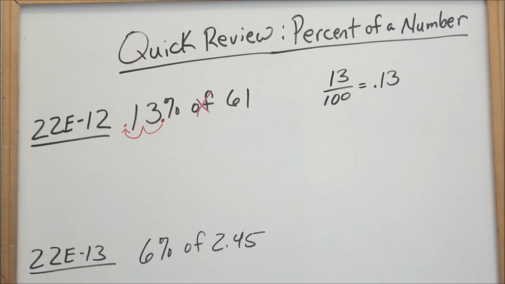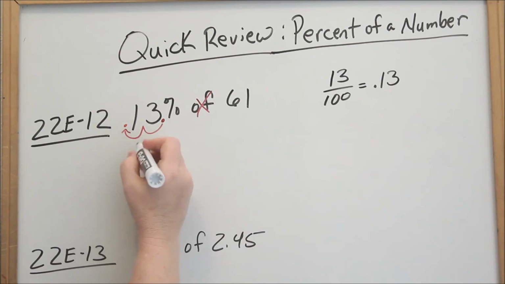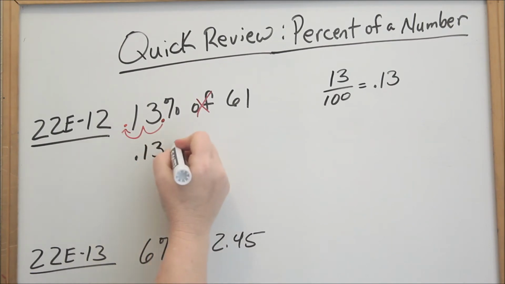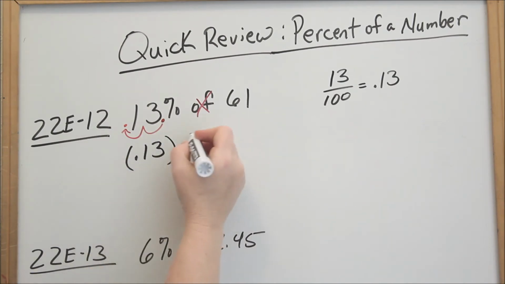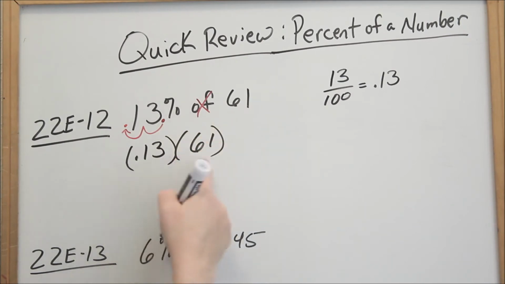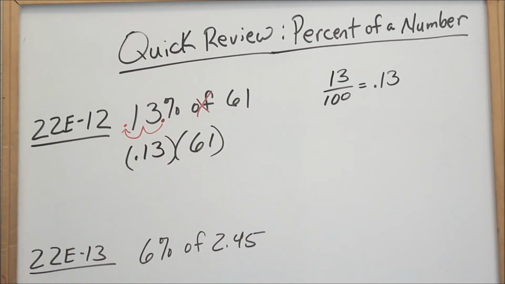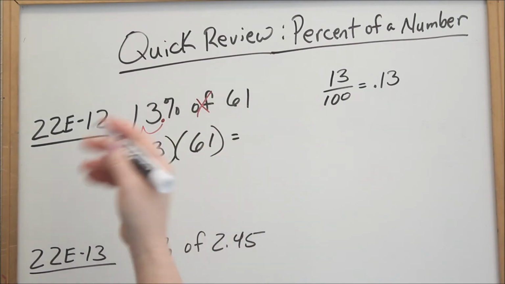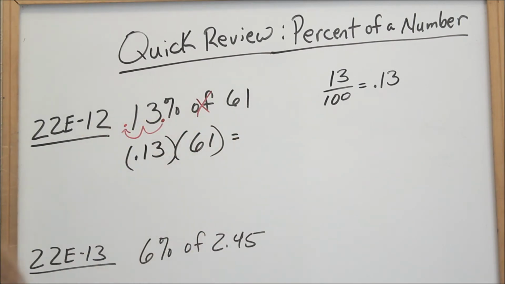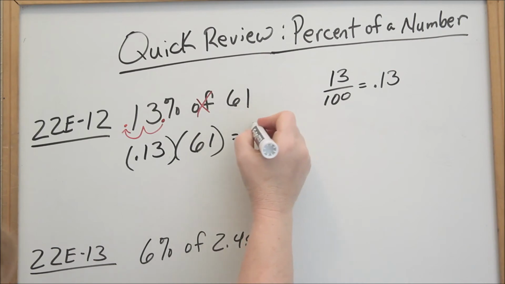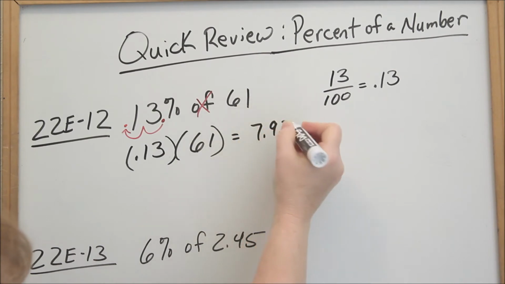So 13% in decimal format is 0.13 and then times 61. I go to parentheses now just to not confuse with the multiplication sign. And at this point, I have told you can use your calculator. So you can use your calculator to do 0.13 times 61. And that comes out to 7.93. And that is your answer.